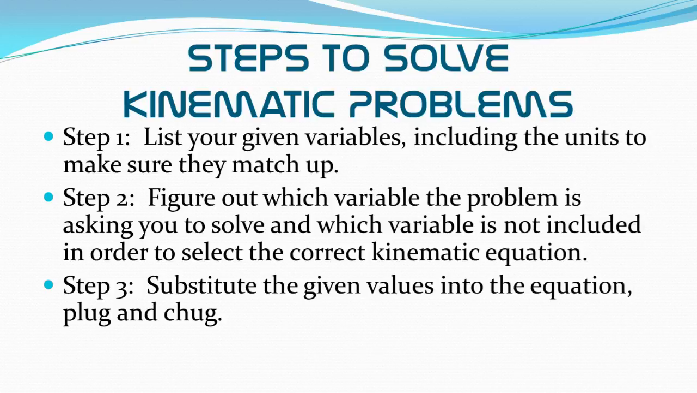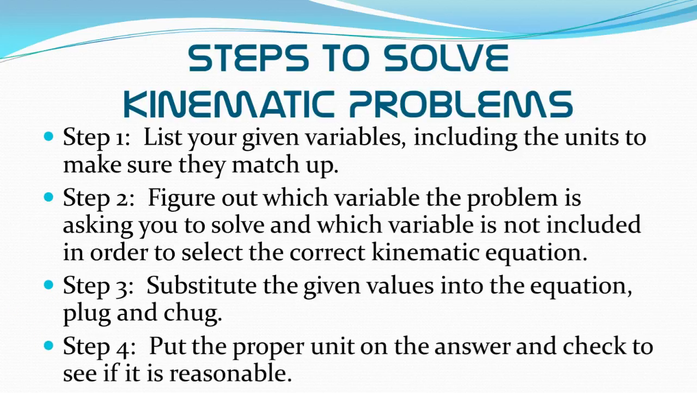Step 3, substitute the given values into the equation. Plug and chug. So we're going to solve or evaluate for the missing variable. Now I need to make sure that the proper unit is on my answer and see if it's reasonable. Reasonable usually means check, is this number too big or too small based on your experience? Is the sign correct? If the object's moving forward, the velocity should be positive. If the object moved backwards, it may have a negative displacement.